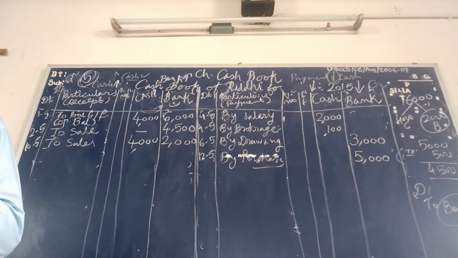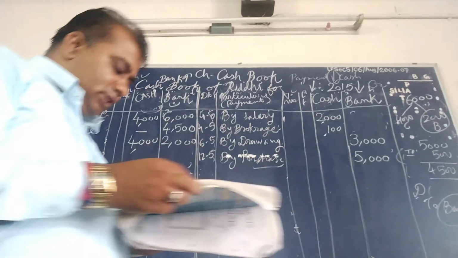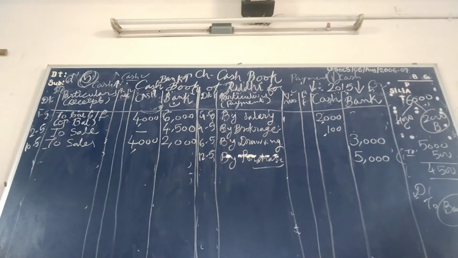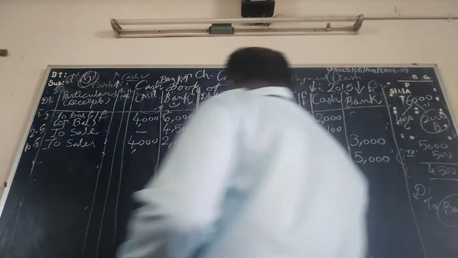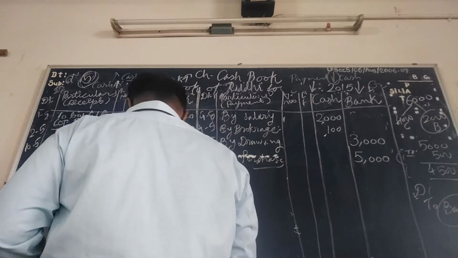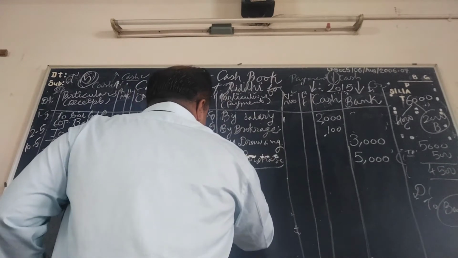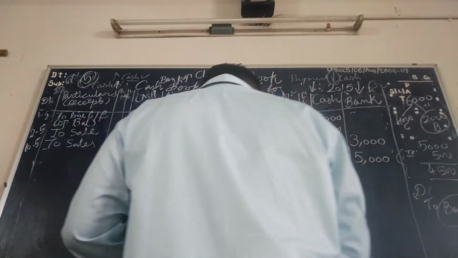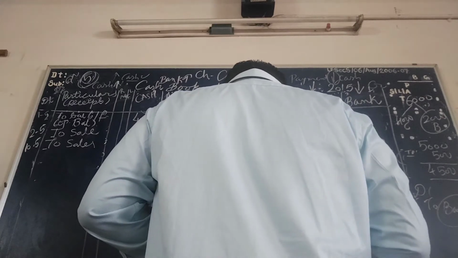Now next one, shop rent of rupees 2,000 paid by check. So we paid the shop rent in the form of check. Okay, so it is the rent expense and paid in the form of check. So it is on the credit side of the cash and bank book. So we write here 17th of May, by rent expense, 2,000.